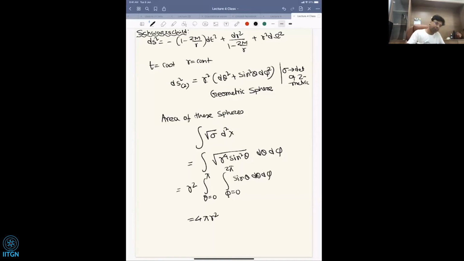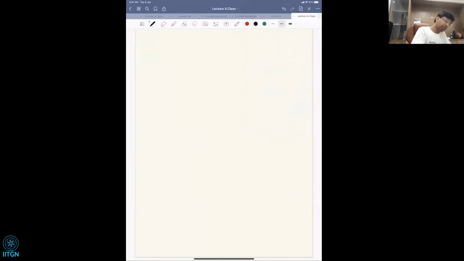So let us understand the same for t equal to constant, r equal to constant surfaces in the case of Kerr.